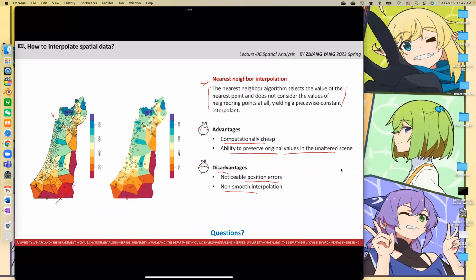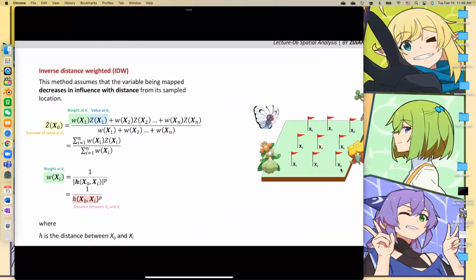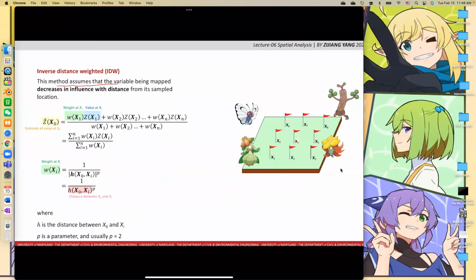No. The next one is the inverse distance interpolation method, a weighted method. So this method assumes that the variable being mapped decreases in influence with distance from its sampled location. So basically, suppose we have the sites and we know the concentration of X1 up to X6, and we want to know the concentration of X0 in the middle. So this X0 is unknown. So we want to know the concentration of this X0. I just use Z hat to represent this.